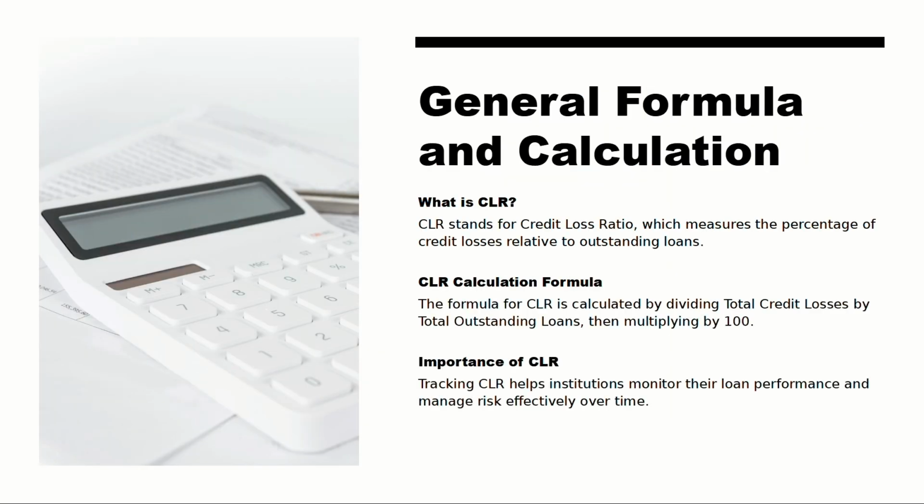General formula and calculation. What is CLR? CLR stands for credit loss ratio, which measures the percentage of credit losses relative to outstanding loans. CLR calculation formula: total credit losses divided by total outstanding loans, then multiplied by 100. Importance of CLR: tracking CLR helps institutions monitor their loan performance and manage risk effectively over time.